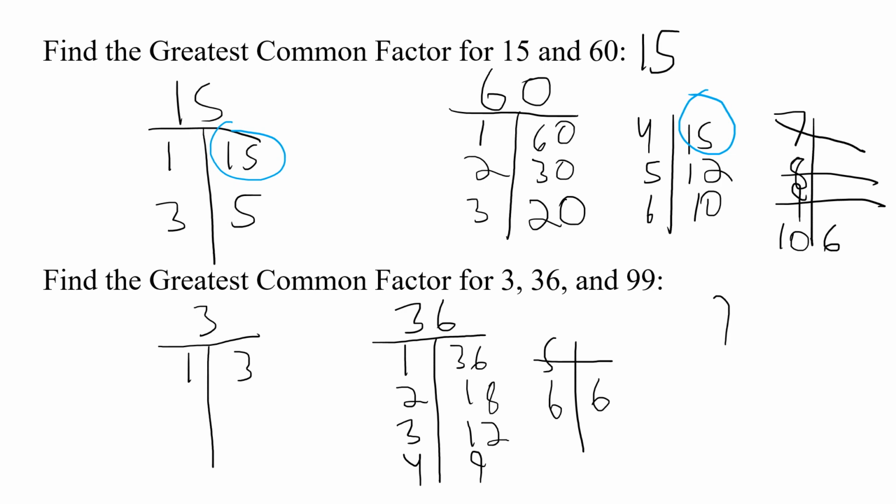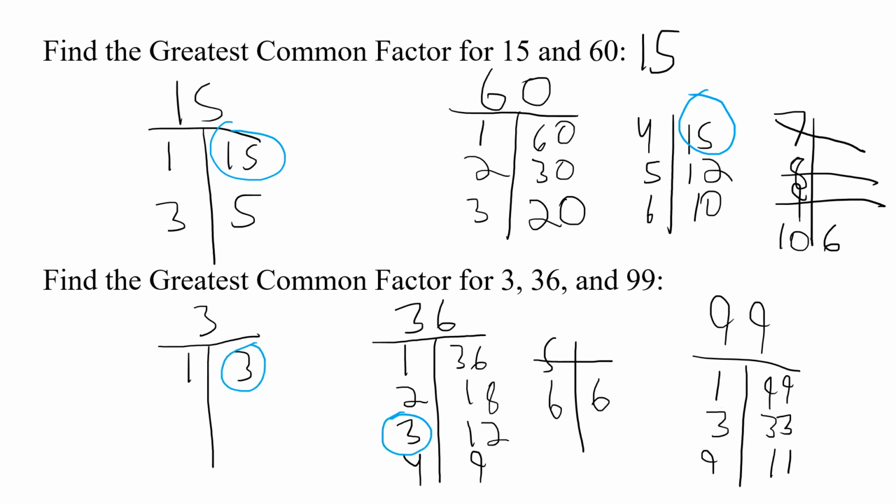And then let's look at 99. With 99, we have 1 and 99. We have 3 and 33, and we have 9 and 11. So just looking at these lists, can you tell me which one is the greatest common factor? What is the biggest number in all the lists? The correct answer would be 3. 3 is the greatest number in this list. 3 is also in this list, and it is also in this list. So the greatest common factor in our bottom problem is 3.